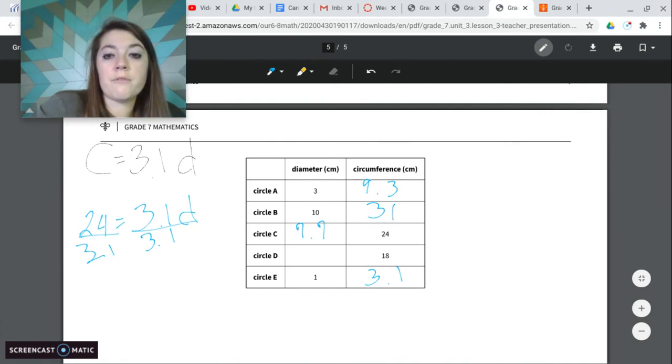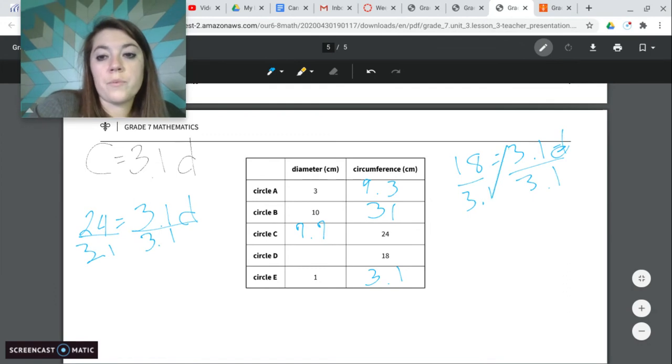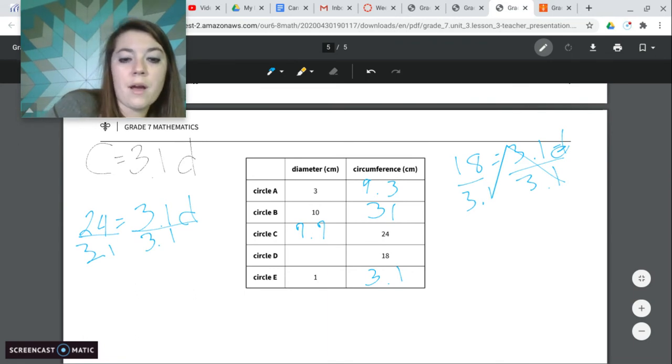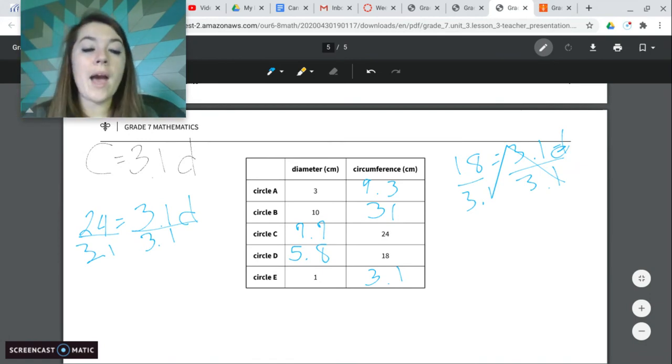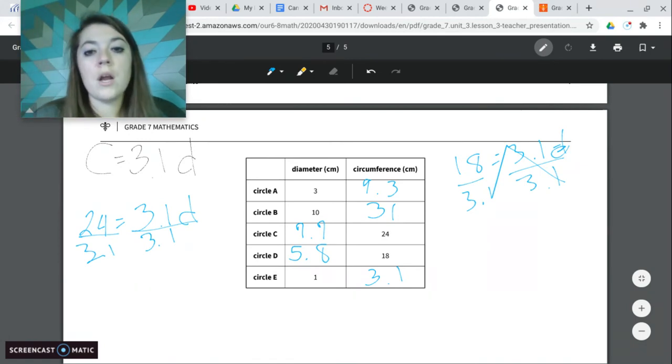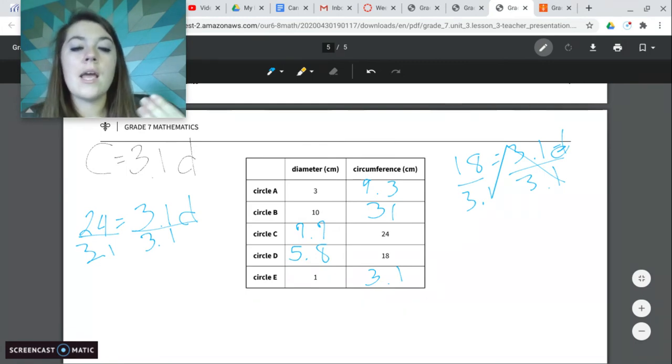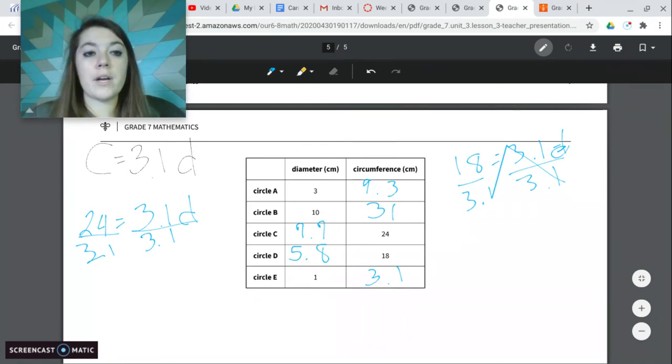And so we'll do the same thing for circle D. We'll take 18. We know it equals 3.1 times D, and we need to divide by 3.1. When we divide those, we find that D equals approximately 5.8. So there is our diameter. So if we have the circumference and we want to solve for diameter, we're going to divide by our constant. If we have the diameter and we want to solve for circumference, we're going to multiply by that constant.